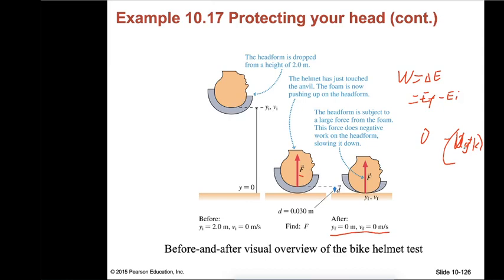So can you calculate UG? Yes, you can use mgy. Can you calculate kinetic energy? Yes, it's 1/2 mv squared, and v is 0. So at the beginning, it doesn't have kinetic energy, or the kinetic energy is 0. So the gravitational energy has been converted completely into the work.